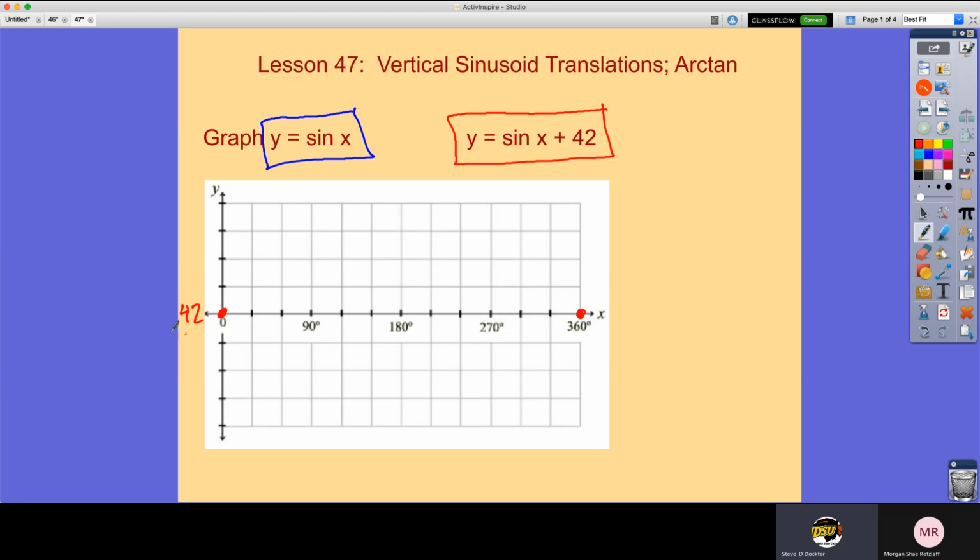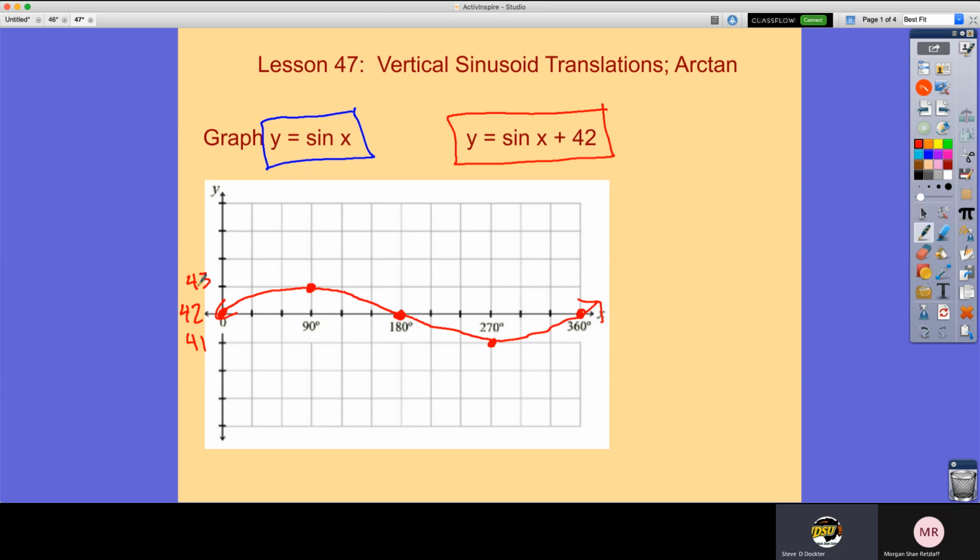So that means our starting point is at 0. Our ending point, I'm sorry, not at 0. Our starting point's at 42. Our ending point's 42. At 180, it's also at 42. At 90, it will be up at 43. At 270, it'll be down at 41. And then we see the exact same graph, don't we? It's just shifted up 42 units there. Okay? When you graph these out, go ahead and use this shortcut.